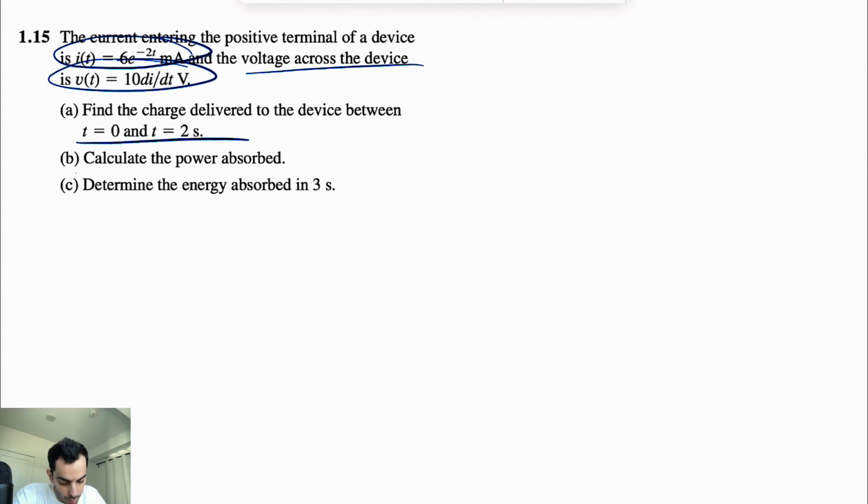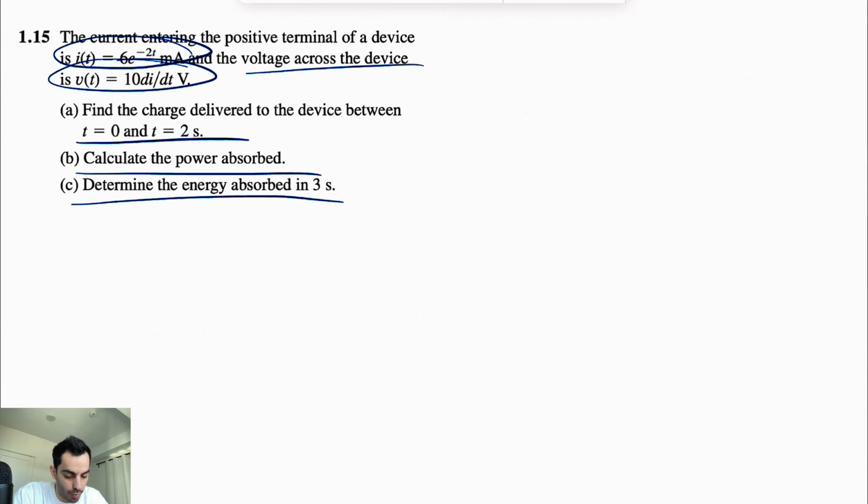And so we're looking for the charge in the A part. In the B part, we need to find the power absorbed. And the last one, the energy absorbed in 3 seconds. So let's start with the first part where we need to find the charge.